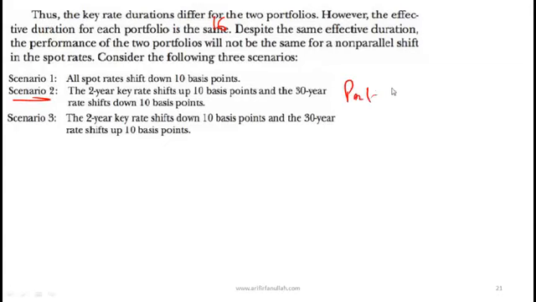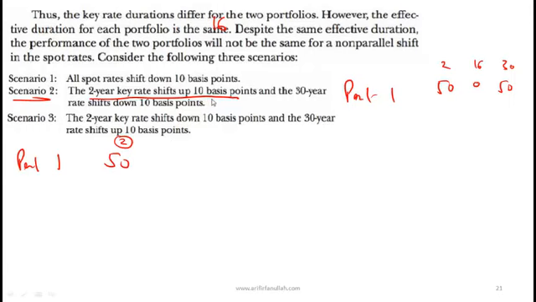Consider these scenarios, and we'll go with the curriculum example first and look at scenario 2 for portfolio 1. Do you remember what portfolio 1 was? It was 50 in the 2-year, 50 in the 30-year, and 0 in the 16-year. So let's take scenario 2. In portfolio 1, you have 50 in the 2-year bucket, or 2-year bond. What happens here? The 2-year key rate shifts up by 50 basis points. Is this good news or bad news? It's bad news for this bond. So by what percent does the value of the portfolio go down?